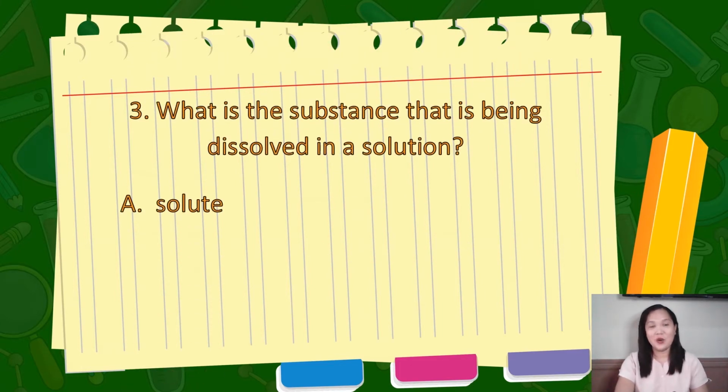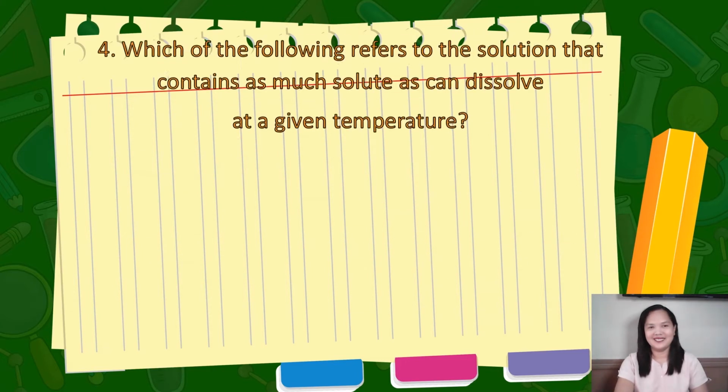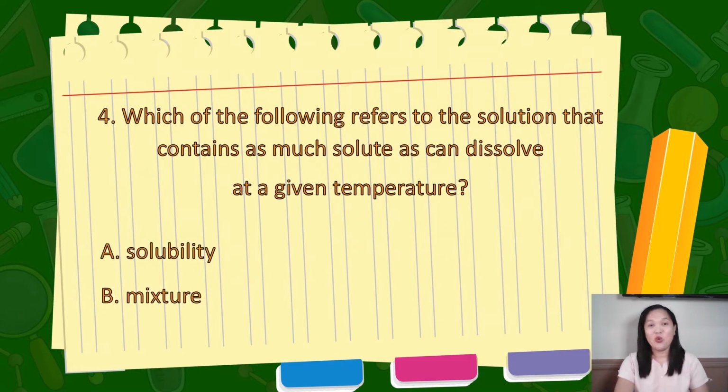Number 3. What is the substance that is being dissolved in a solution? A. Solute, B. Mixture, C. Solvent, D. All of the above. Number 4. Which of the following refers to the solution that contains as much solute as can dissolve at a given temperature? A. Solubility, B. Mixture, C. Solvent, D. All of the above.